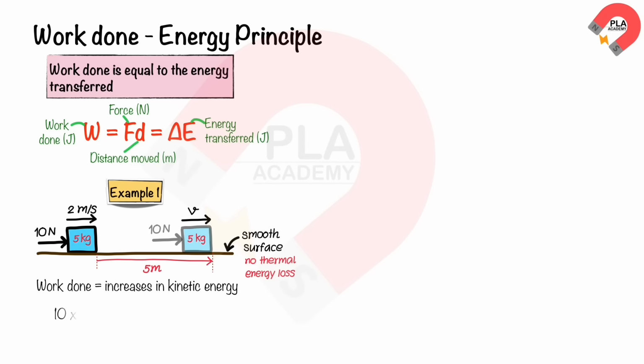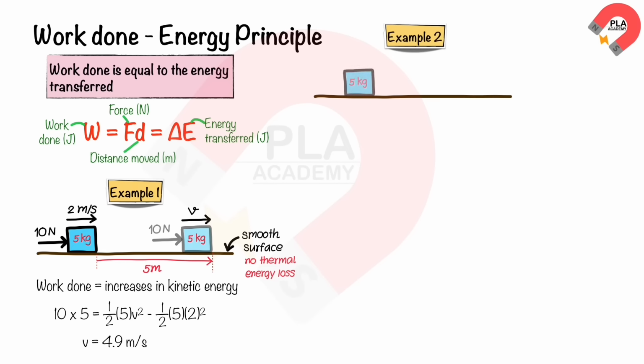The work done by the force of 10 newtons is 10 times 5. The increase in kinetic energy is half of 5 times v squared, minus half of 5 times 2 squared. Solving these equations, we find that the final speed, v, is 4.9 meters per second.